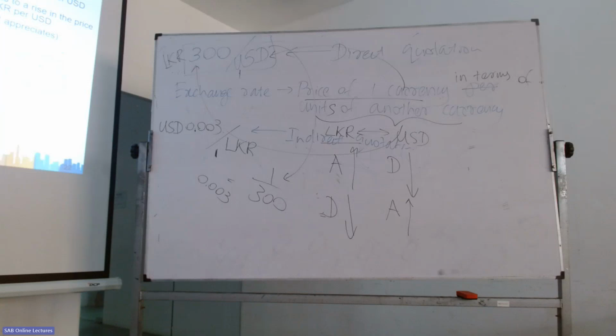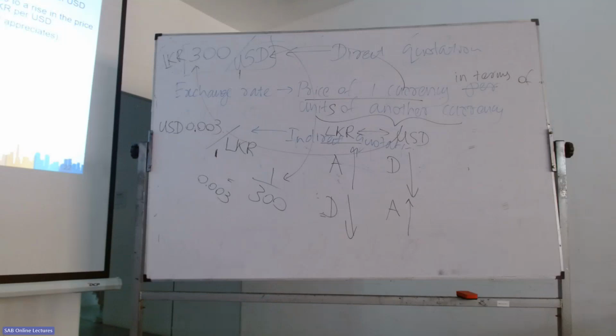And this is how the exchange rate is determined in a free market situation. Such a setting is called a floating exchange rate. Exchange rate is determined in the exchange market with the interaction of demand and supply forces. So at the original supply S1 and with the original demand D1, the exchange rate is 300 LKR per USD.